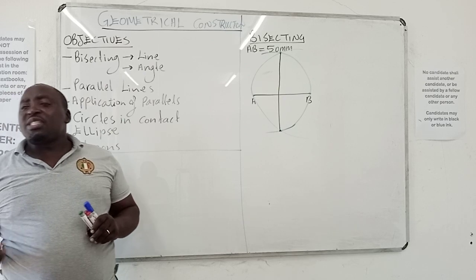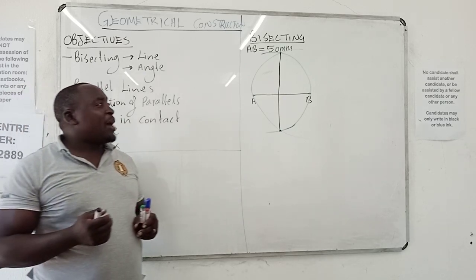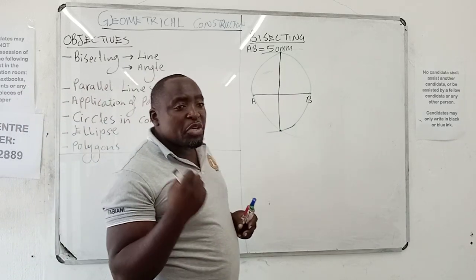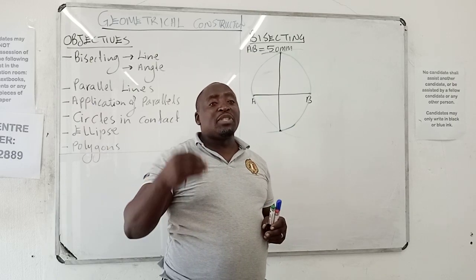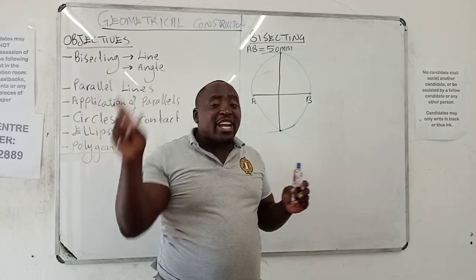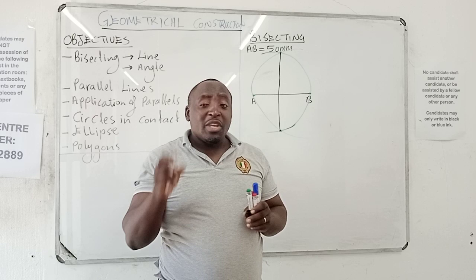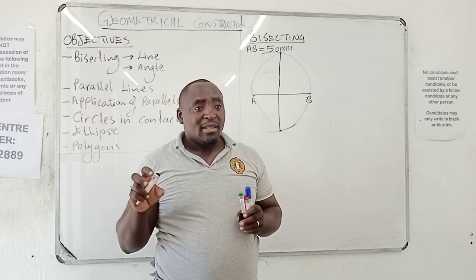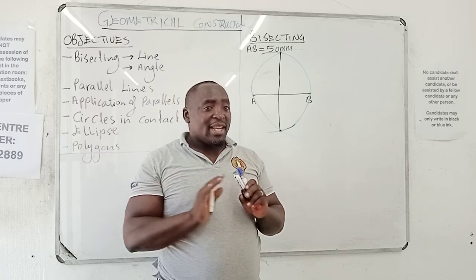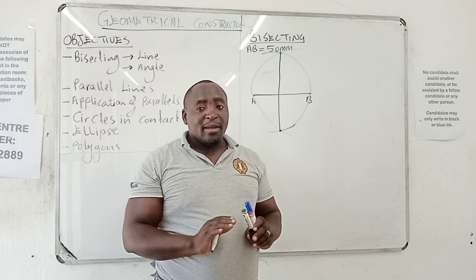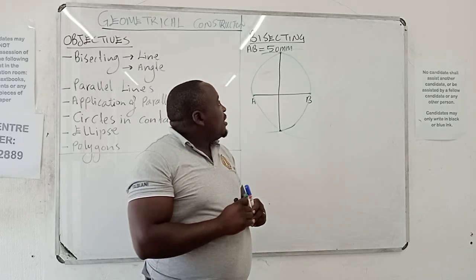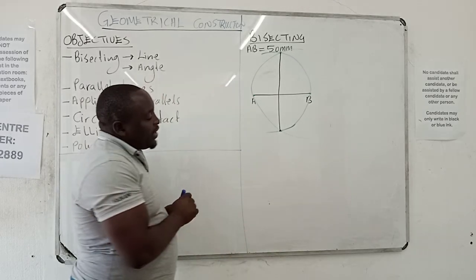Now it might look like, why are we learning about this? All these small things I'm explaining are building blocks to the actual work you're going to be doing. So you need to understand these basics. Is that clear? Is there any question? So that is on bisecting of a line.